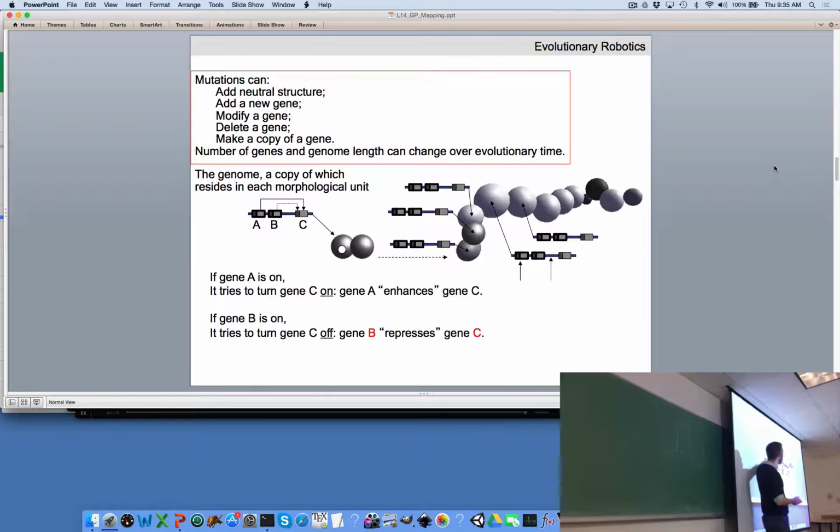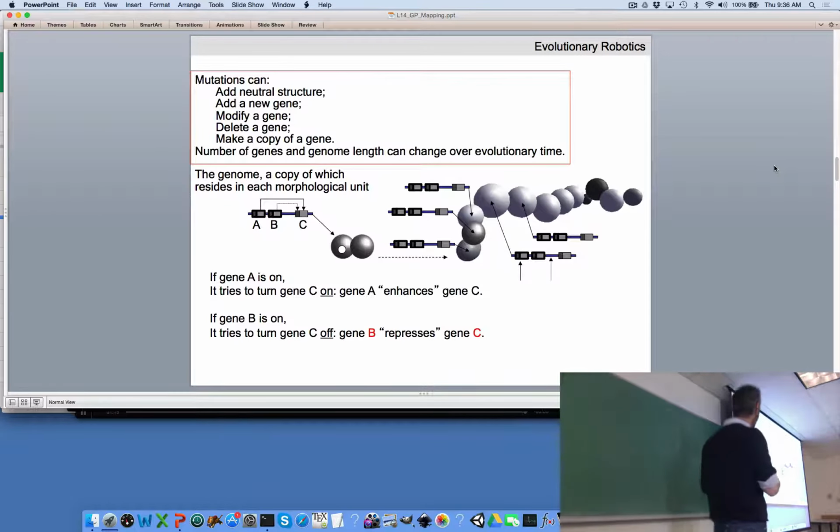Some of these genes produce proteins which affect the phenotype directly. They cause the body to grow or the neural network to grow. We may also change that. So a gene that causes one of these spheres to grow may now cause the sphere to shrink. Or now it influences a neuron rather than a sphere, or a synapse rather than a neuron. Right? So again, we have mutation, which can now add, delete, and modify genes.